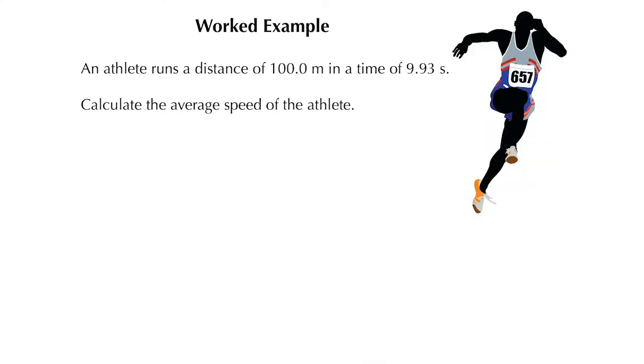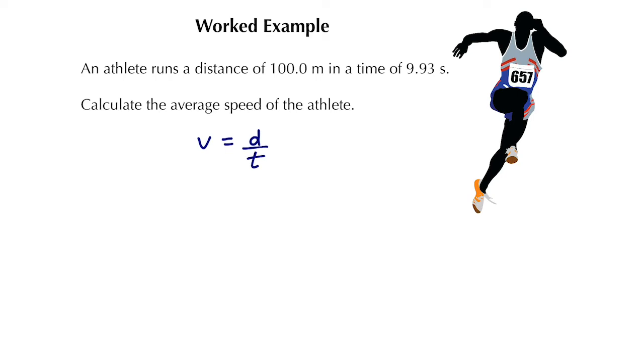Here we have another worked example of using speed, distance and time to illustrate significant figures. We have an athlete that's going to run a distance of 100 meters, that'll be the 100 meter race, and he has managed that in a time of 9.93 seconds. We're asked to calculate the average speed of the athlete, which will come using the equation for speed is distance divided by time, so v equals d over t.